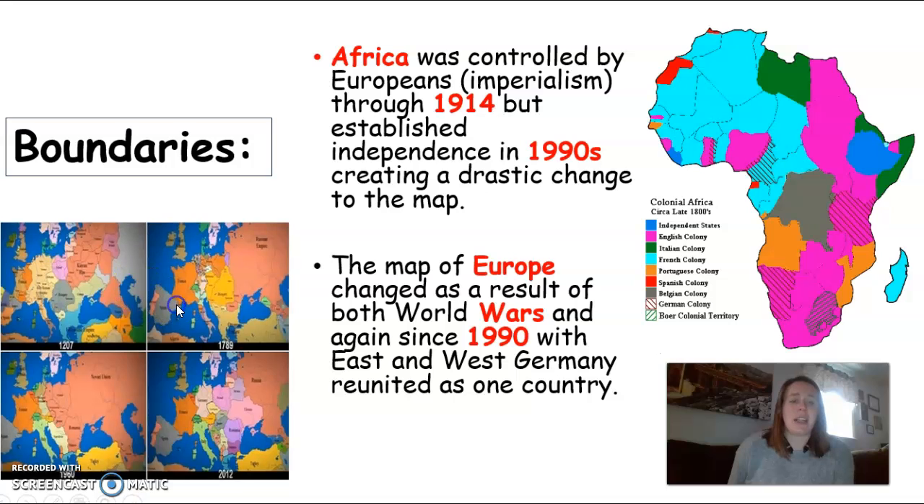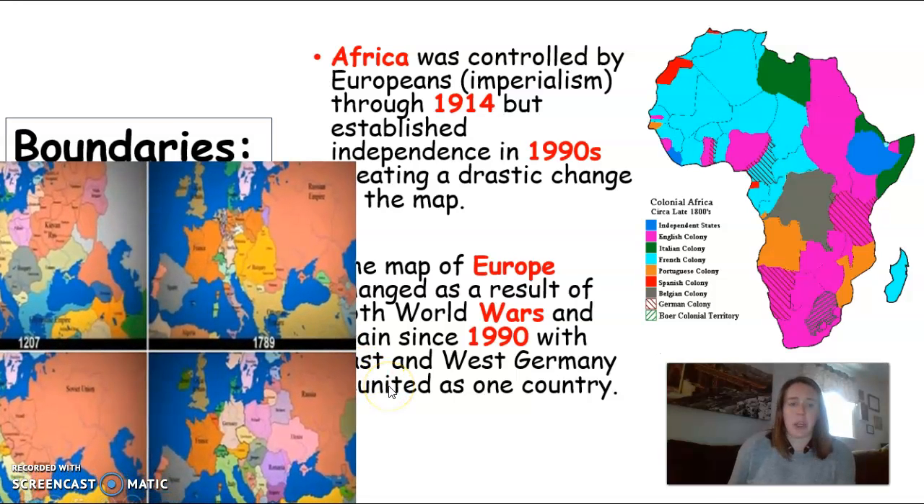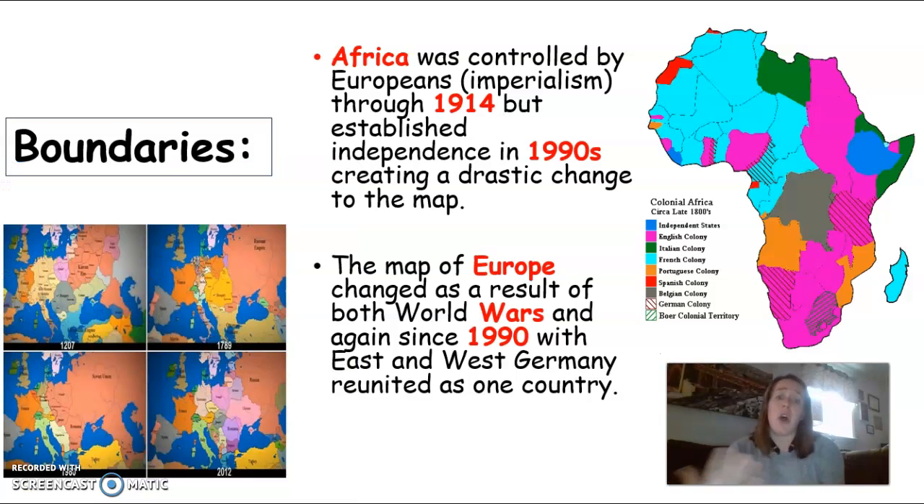Plus, if we look down here at this map, and I'm going to zoom in a little bit for you, we can see that the boundaries of Europe have also changed as a result of world wars and even after the fall of the Soviet Union in the early 1990s. So boundaries, which remember, a boundary refers to the line that divides one country from another. Boundaries are constantly changing, and this is one way that maps change.